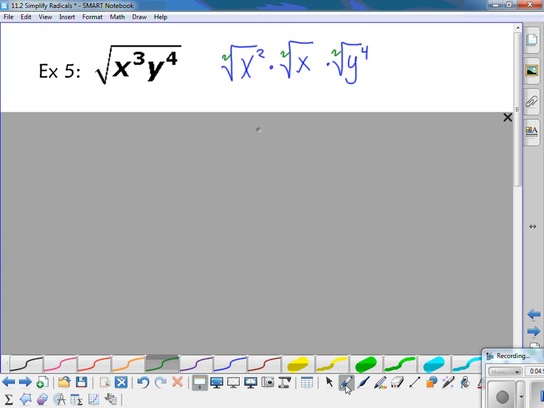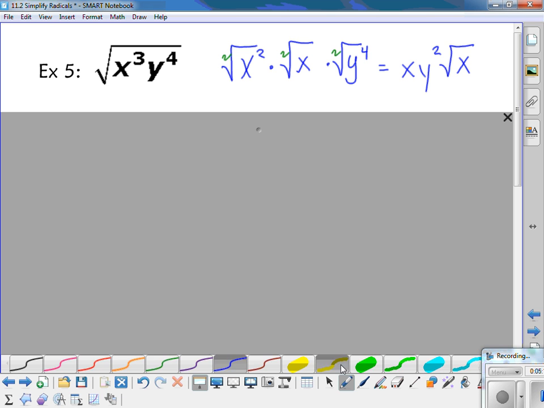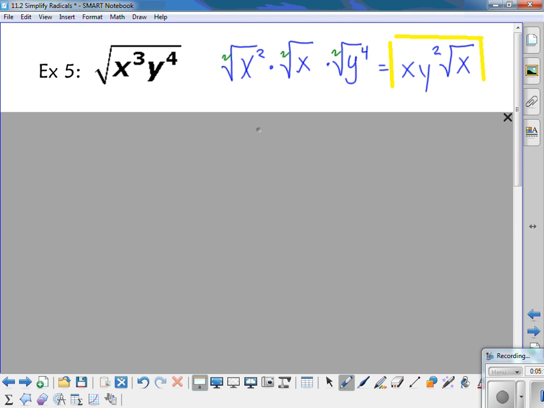So the square root of x squared is just x. The square root of y to the fourth is y squared, and then I leave the x by itself underneath the radical. So any questions on that?